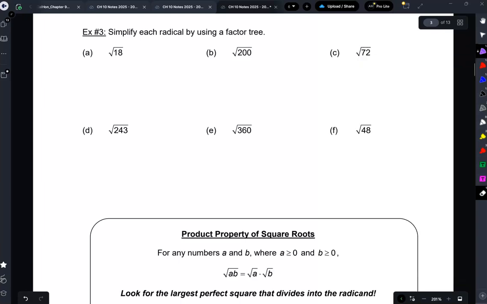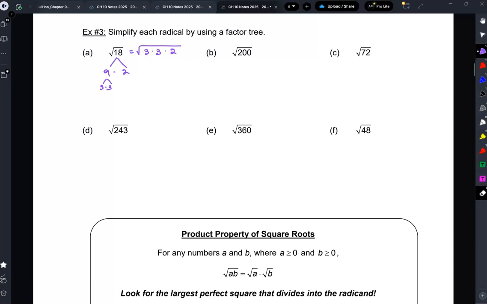You take the 18 and, okay, so 18 is 9 times 2. The first one, it could just be any factors. Then the 9 factors some more, 3 times 3. The 2 is done. So here's what I do. Square root 3 times 3 times 2, right? It was square root 18, but now 18 is 3 times 3 times 2, correct?